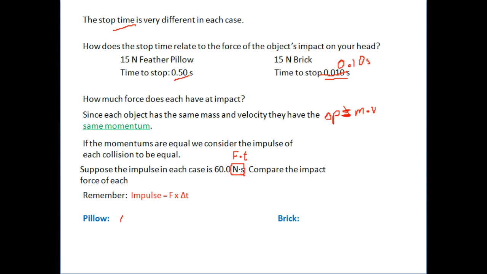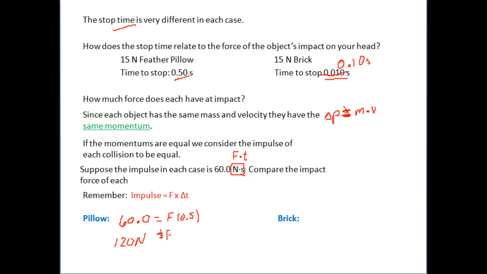Well, for the pillow, the impulse is 60 newtons times second. We don't know the force, but it's in contact for half a second. So solve, just use algebra, divide both sides by 0.5, and it's 120 newtons.